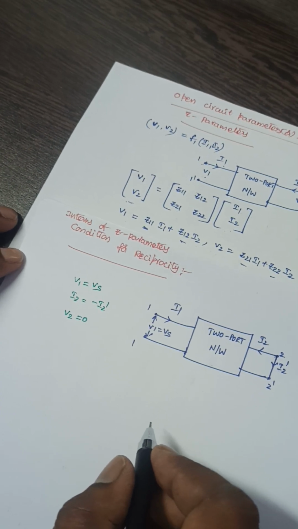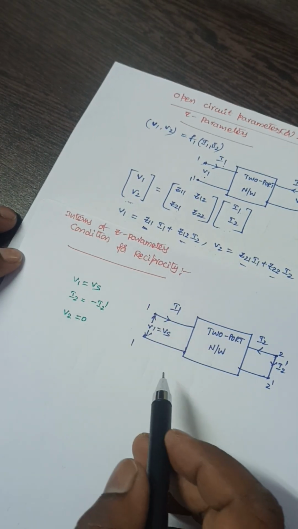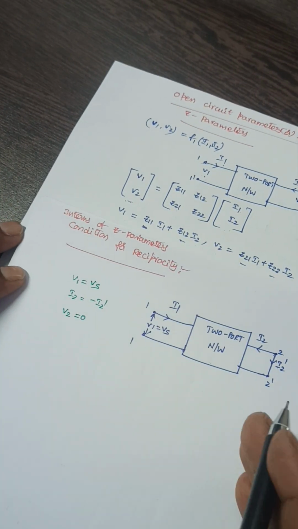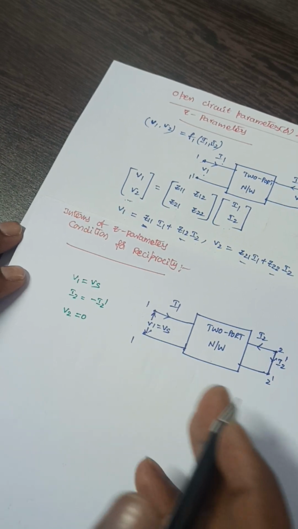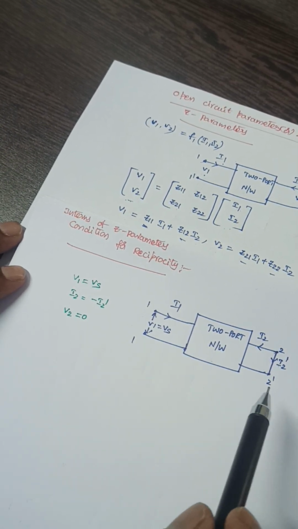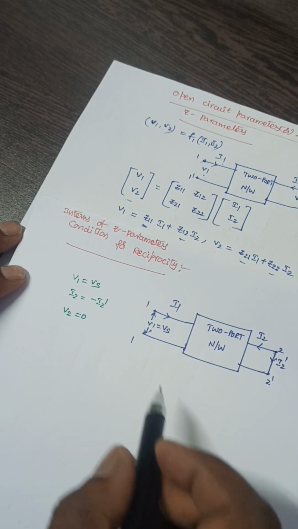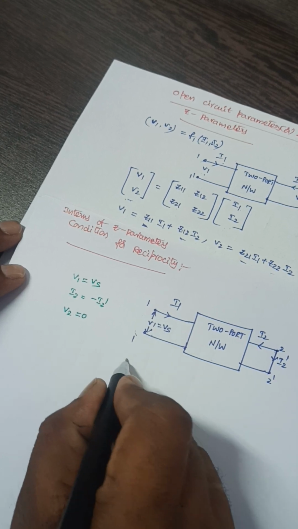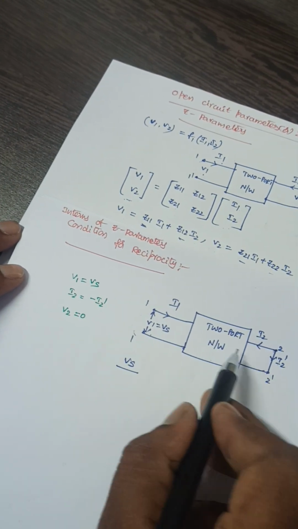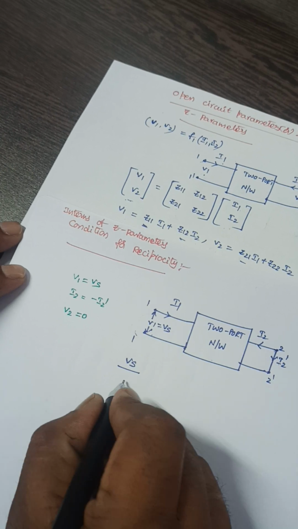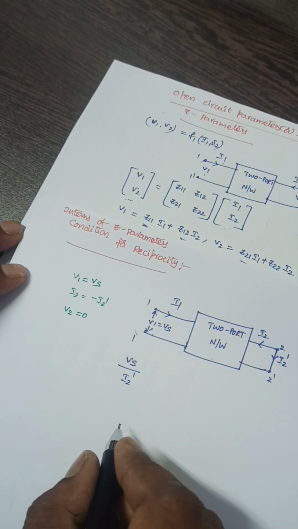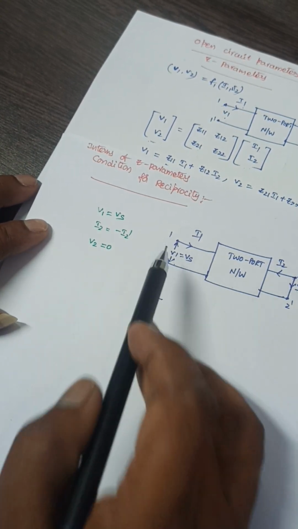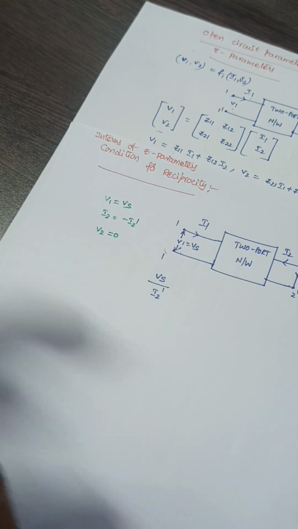Now what I mean to say here is, from the reciprocity definition, the ratio of excitation to the response, or response to the excitation, is the same even when the response and excitation are interchanged. That means the ratio of excitation at one port, that is Vs, divided by the response at the other port, that is I2 dash, should be the same even when the excitation and response are interchanged. So it is for figure 1.